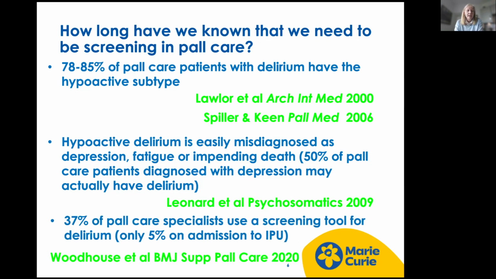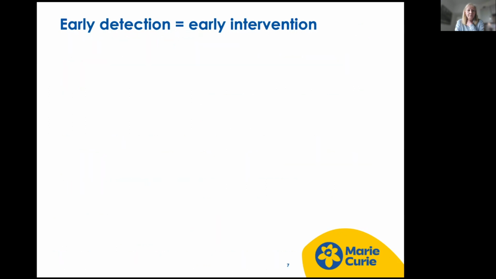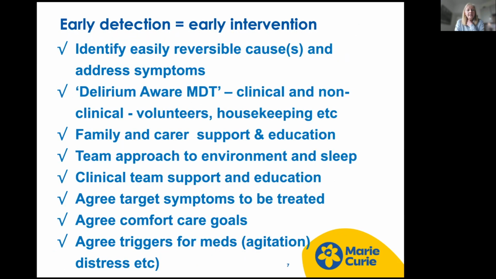Despite knowing that we have to be screening for this in palliative care, a survey published in the BMJ in 2020 showed that only 37% of palliative care specialists actually use a screening tool for delirium, and only 5% use a screening tool routinely on admission of patients to the IPU. So why is it important to pick this up by screening?